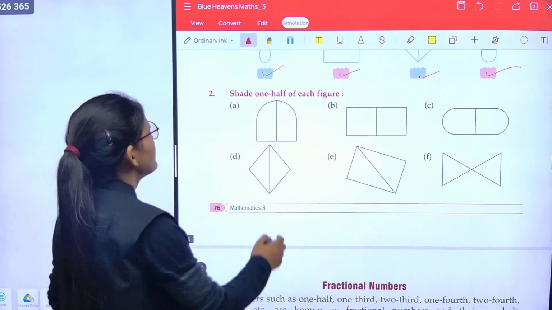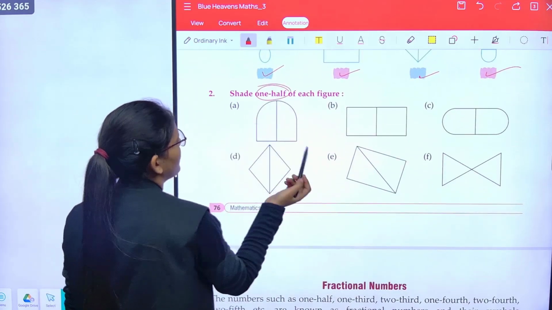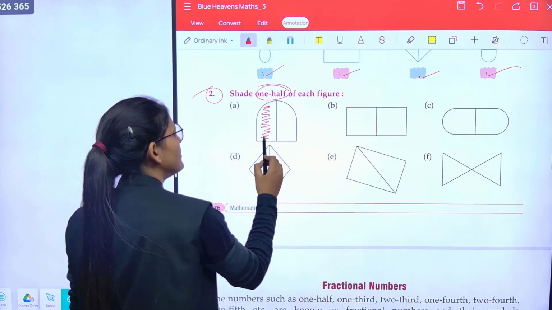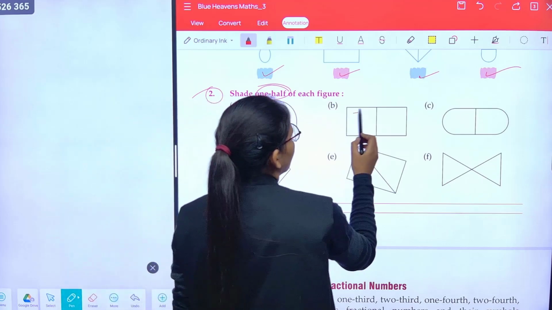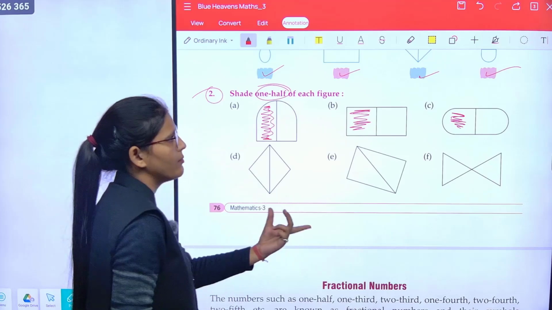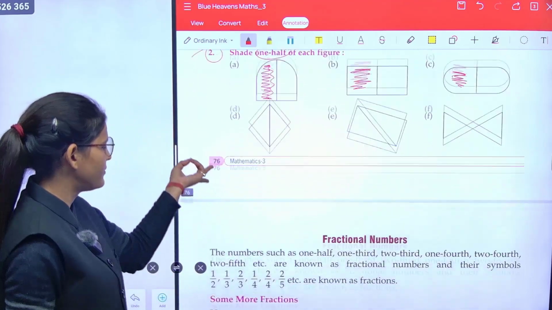Now class, shade one half, meaning we have to shade one half. You can choose any color, any side of the picture. Understood class? Rest of the parts do yourself.